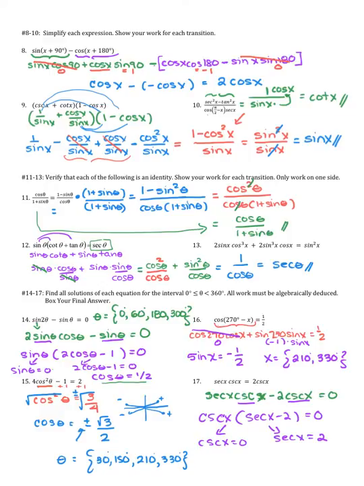Now, if you don't like doing the secant, let's rewrite this as cosine, but we're taking the reciprocal of both sides, so that equals 1/2. Cosine is going to equal 1/2 at 60 degrees and at 300 degrees. So cosine is positive in the first and the fourth quadrant.